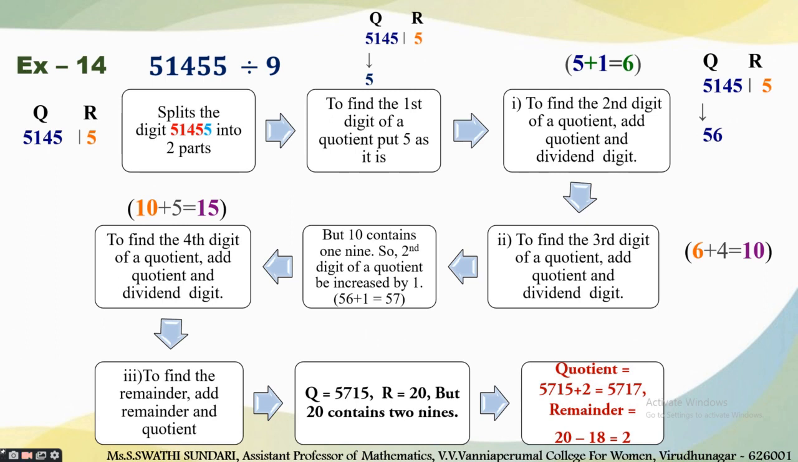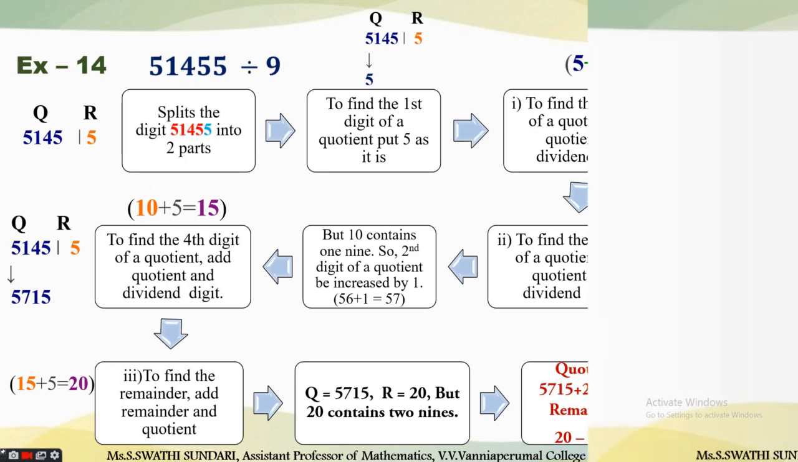So the quotient is 5715. And next, to find the remainder, add that remainder and the quotient. So the fourth digit of the quotient is 15 and the remainder is 5. So 15 plus 5 is 20. In 20, there are two 9s. So the quotient is increased by 2. So the quotient will be 5715 plus 2 equal to 5717, and the remainder is less by 18. So 20 minus 18 equal to 2. So the quotient is 5717 and the remainder is 2.